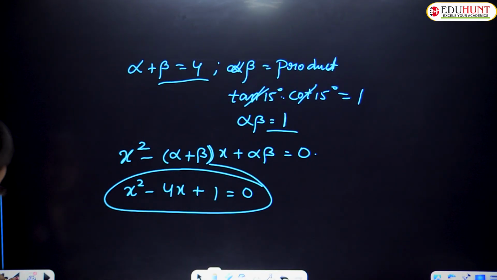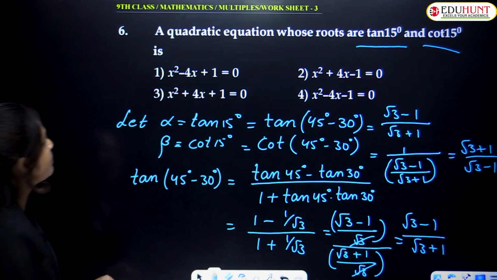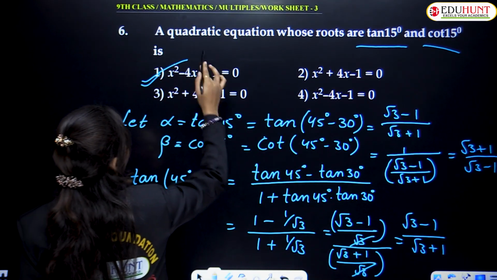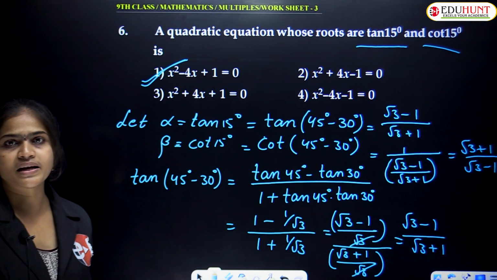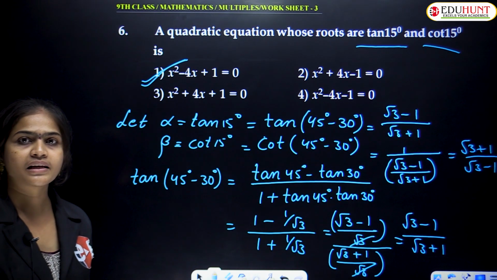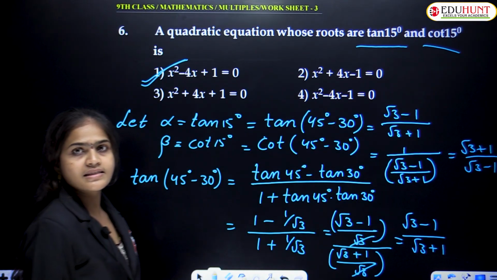Okay. So see that, x square minus 4x plus 1. So option 1 is correct, ma, here. X square minus 4x plus 1 is equal to 0. Am I clear to you? Yes. So this is the answer for the 6th question.